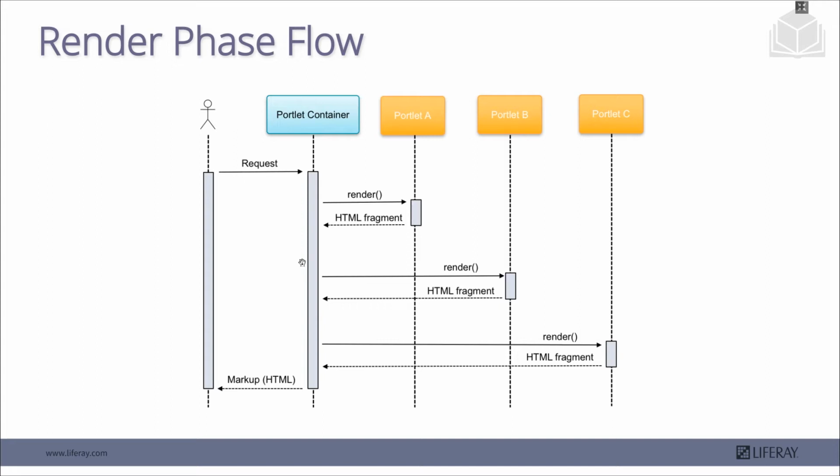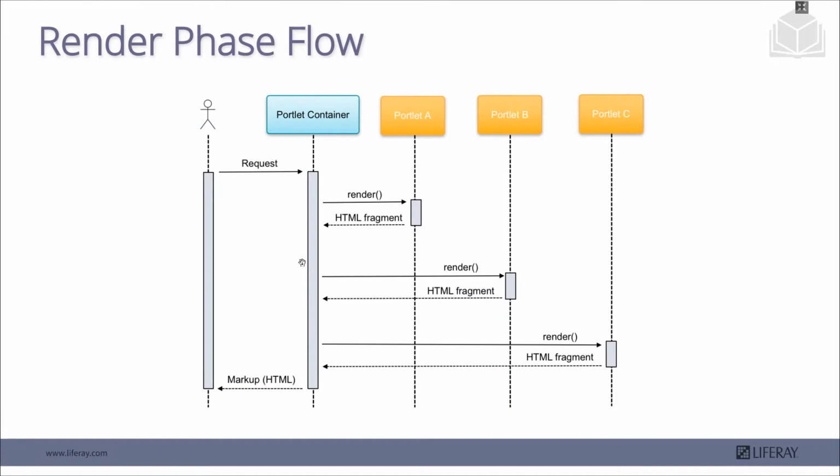Now, generally speaking, not all the time, but generally speaking, when we go through the render phase, all of the other portlets on the page are also going to go through their render phase. So we see the same thing happening for portlet B as well as portlet C. Each one of the portlets on the page goes through the render phase and sends its HTML fragment to the portlet container, and the portlet container is the one who's responsible for collecting all of that and sending it back to our end user as the HTML markup or the complete page.